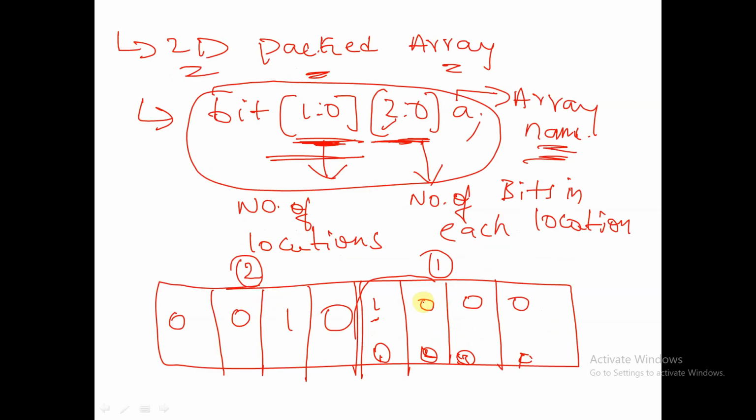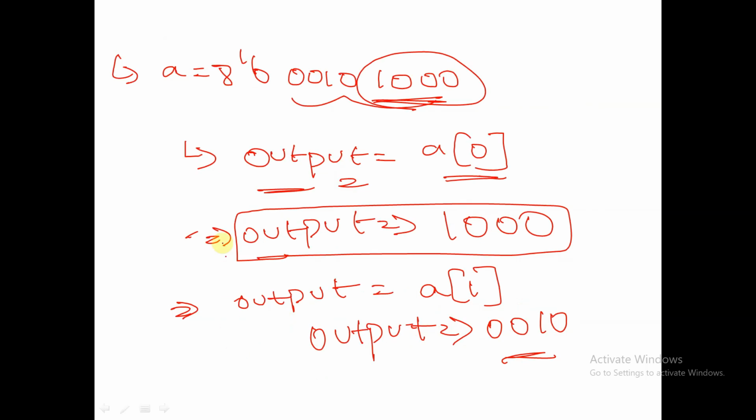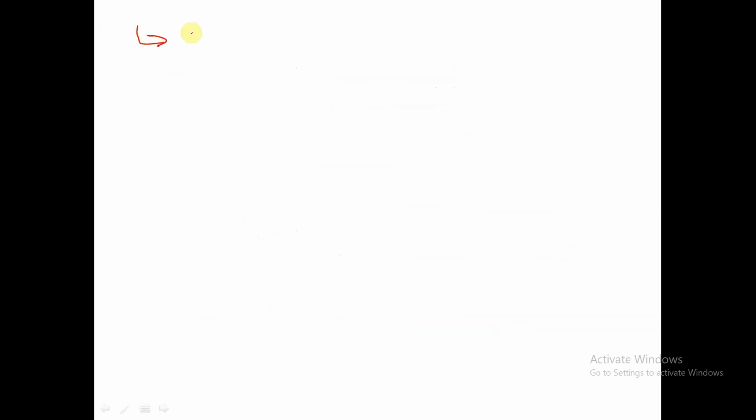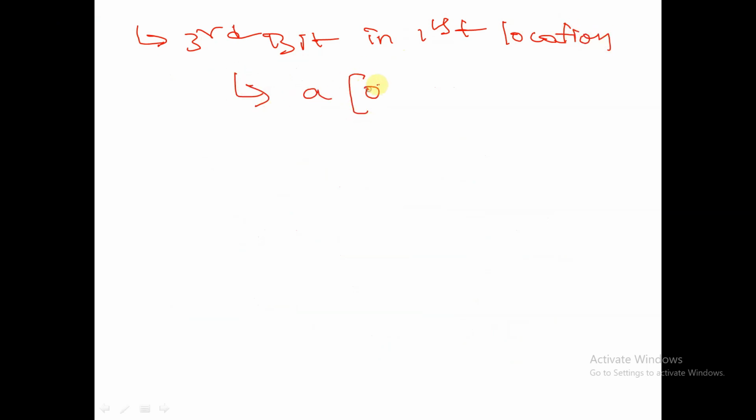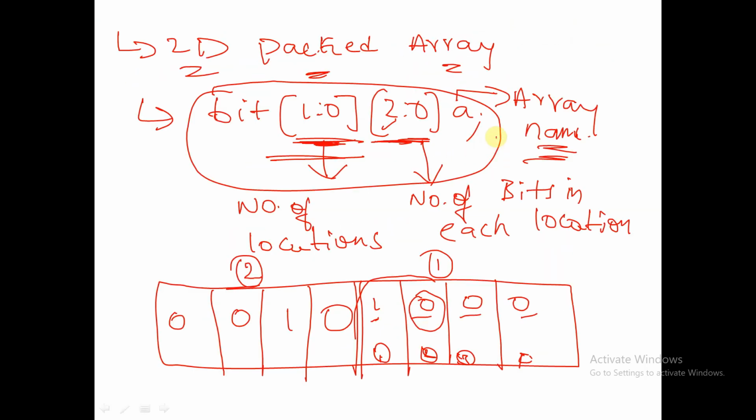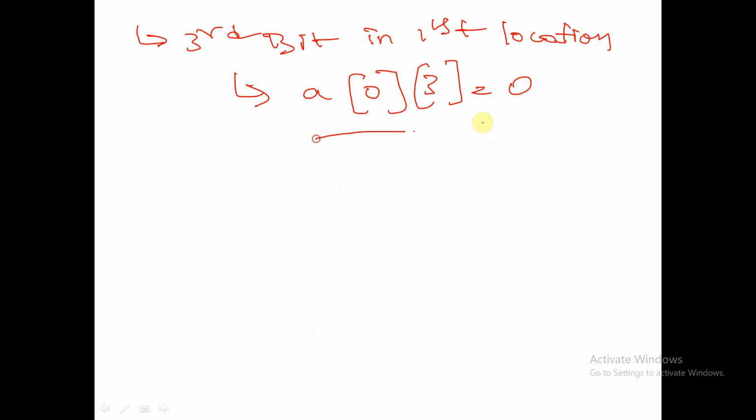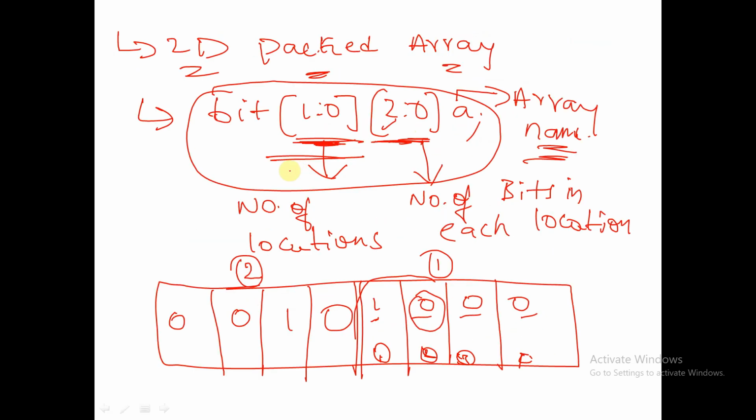And if we want to access the third bit in the first location, then our syntax is location, that is first location, followed by third bit, which will be equal to 0. So this is how we will store the numbers in the packed arrays, and we will access the numbers from the packed arrays.